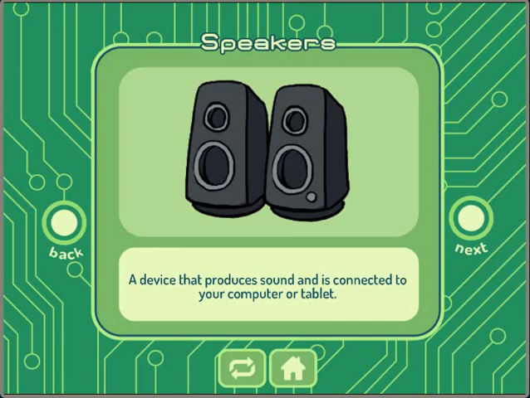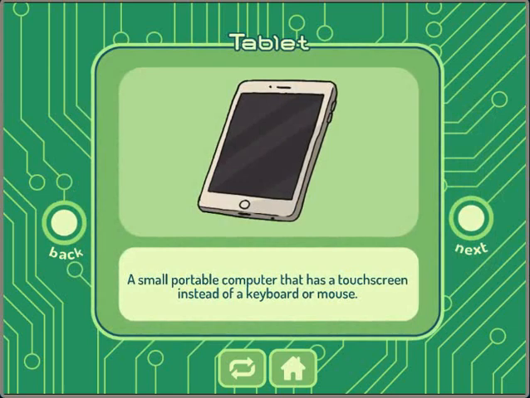Speakers reproduce the sound that is played from your computer or tablet. The tablet is a big touchscreen that doesn't need a keyboard or mouse, but you move everything by dragging and dropping with your fingers. And if needed, it will have an on-screen keyboard that you can use to write.